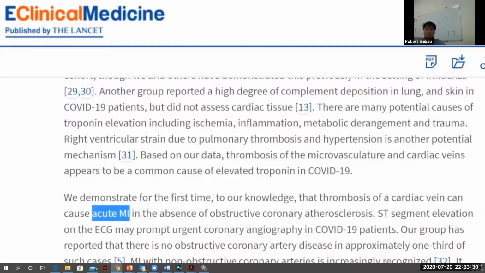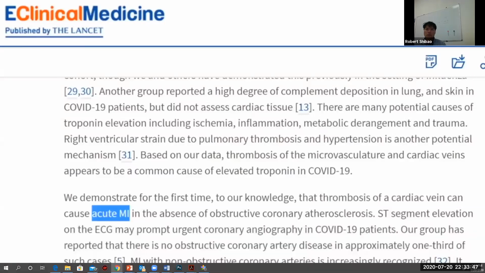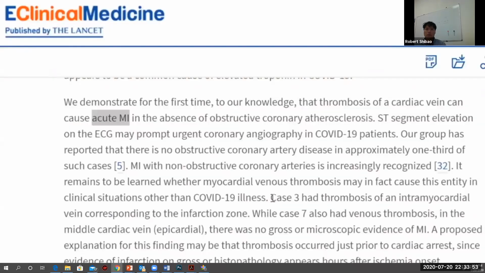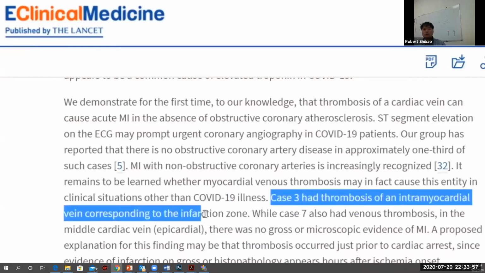In other words, it's very possible that you may have a patient with COVID-19, they have an MI, and you send them to the cath lab afterwards, and you do an angiography, and their arteries are beautiful. There's no thrombosis anywhere. Well, it could very well be that the thrombosis is not in the coronary arteries, but in fact in the coronary vein. In one of their cases here, in case number 3, they had a thrombosis of an intramyocardial vein corresponding exactly to the infarction zone.